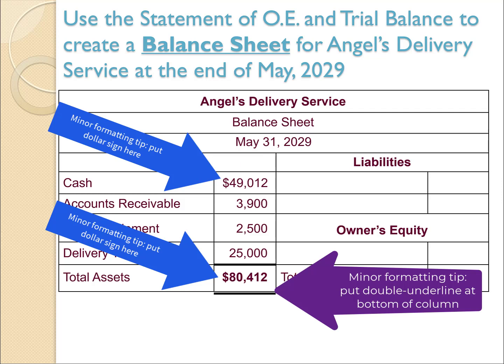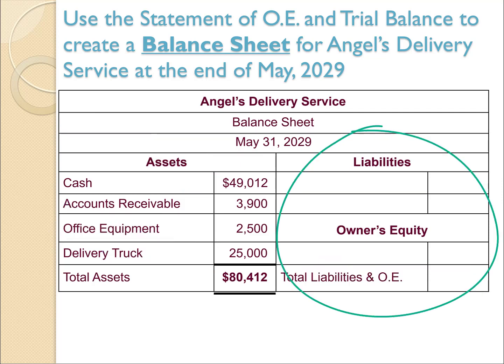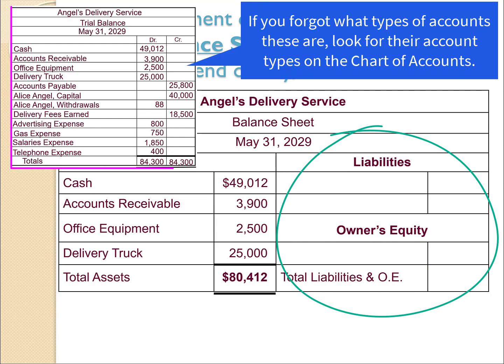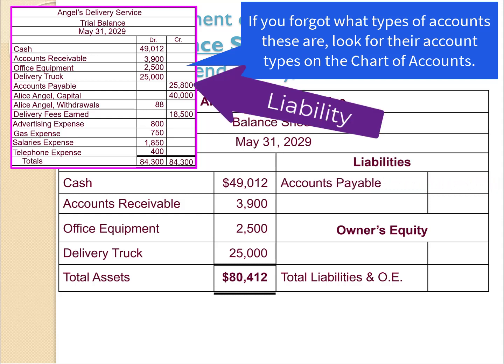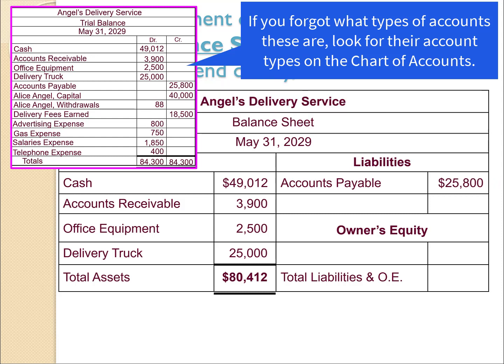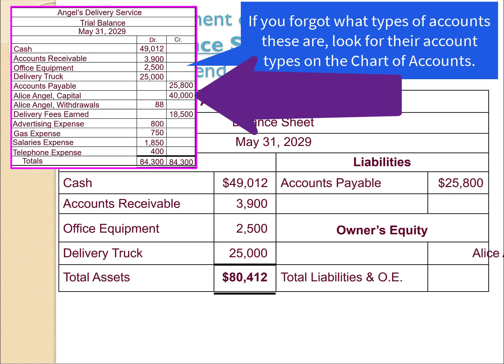All right, now we can work on the other part of the accounting equation, liabilities and owner's equity. So the liability account for this company is what? It's accounts payable with a balance of $25,800. And then what's the name of the owner's equity account according to the trial balance? Alice Angel, comma, capital. And what is the balance of the capital account? Should we use the amount from the trial balance?